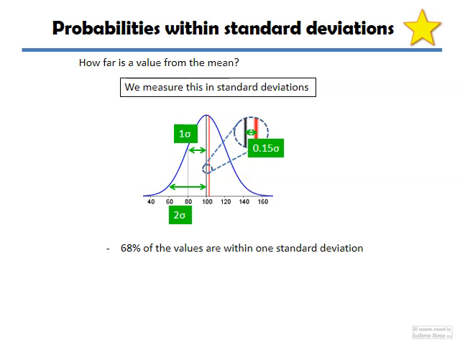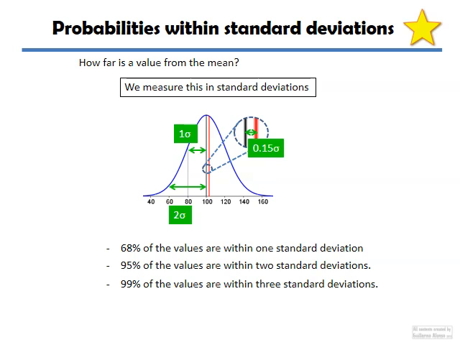Now, very important things that you must know. As I said before, for all normal distributions, not just the IQ, any normal distribution, 68% of the values are within one standard deviation, 95% within 2 standard deviations, and 99% within 3 standard deviations. And this is something they could ask you in the exam, and you should know it.